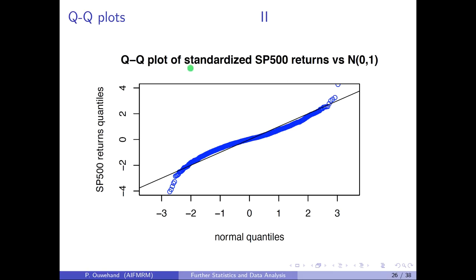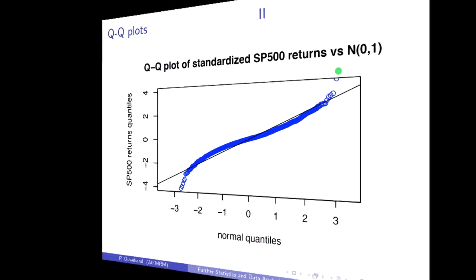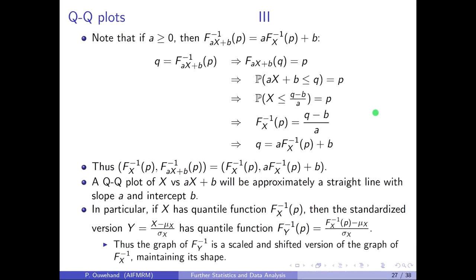We'd like to investigate now what the shape of a QQ plot can tell us about the distributions. Now suppose that we have a random variable x and also an affine combination of x, namely another random variable of the form ax + b. Let's have a look at what the QQ plot of x and ax + b actually looks like. Firstly, notice the following relationship. The quantile function of ax + b, evaluated at the point p, is equal to a times the quantile function of x at that point plus b. This is a very nice relationship.